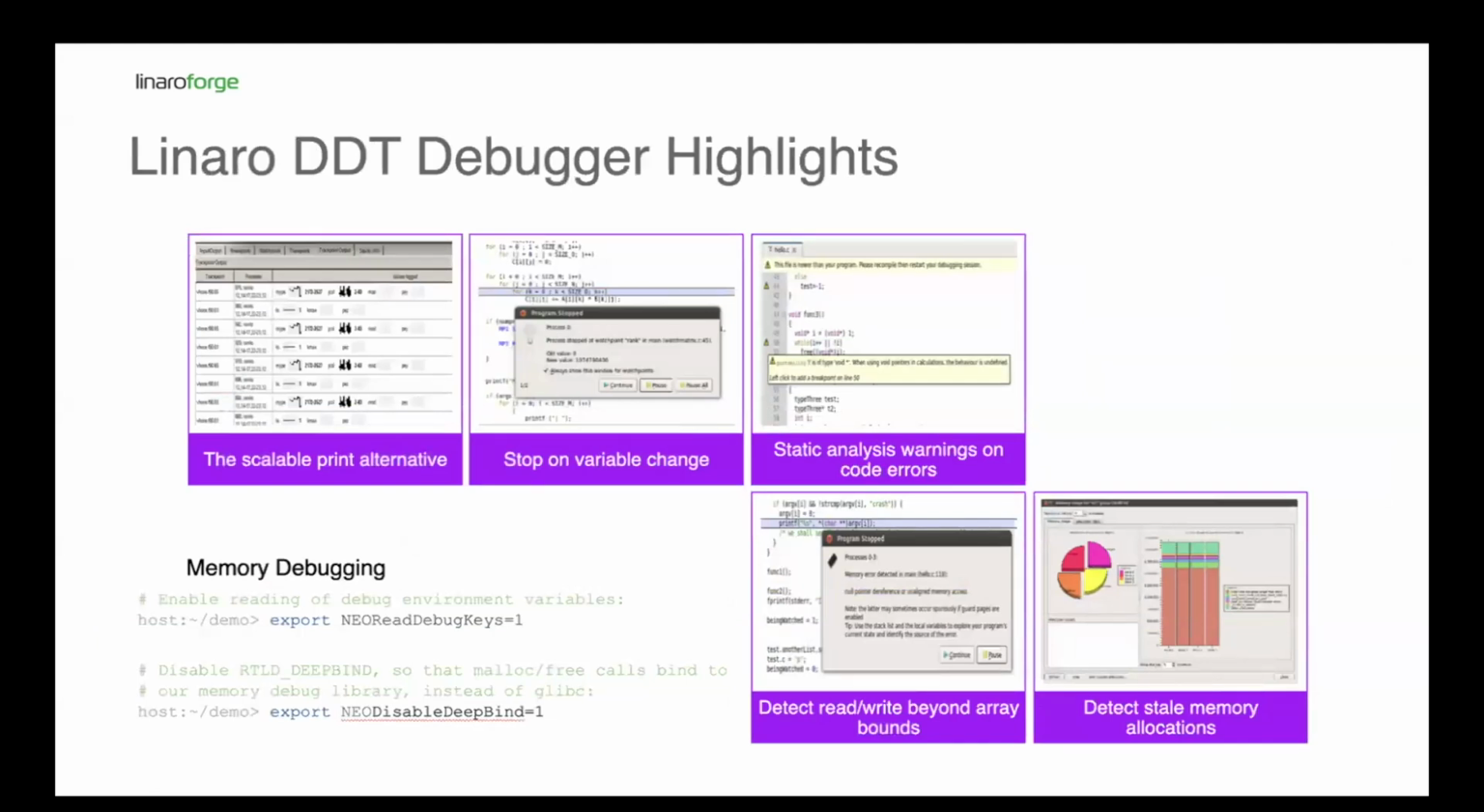Just to look at some of the highlights of the tools, we have tracepoints, which are like a scalable print statement. What this means is that it has sparklines, and you can see how the variable values are distributed across all of the processors. You can see this for the CPU side of the code, as well as the GPU side. If you have GPU threads, you can see how those variables are distributed across all of the GPU threads.